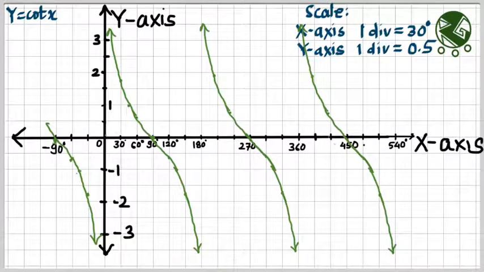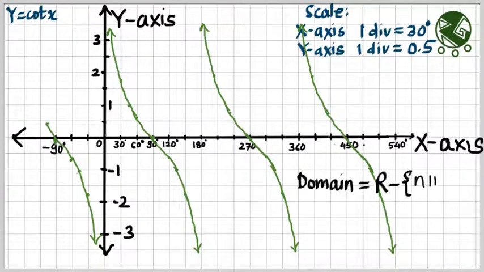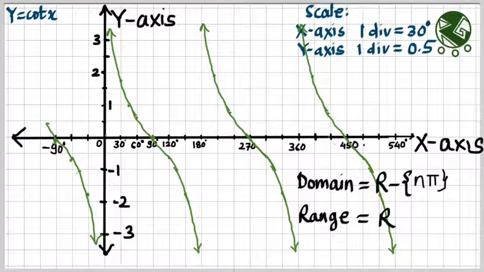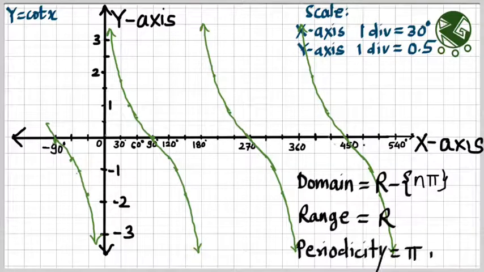Here the values are not defined at 0, 180 degrees, 360 degrees, that is multiples of pi or multiples of 180 degrees. So what is the domain? The domain is R minus n pi. So the value of cot x is defined everywhere except for the integral multiples of pi. The range is R here also, as the value of y goes from minus infinity to plus infinity. And the periodicity: the graph is repeating itself after pi radians, that is 180 degrees.